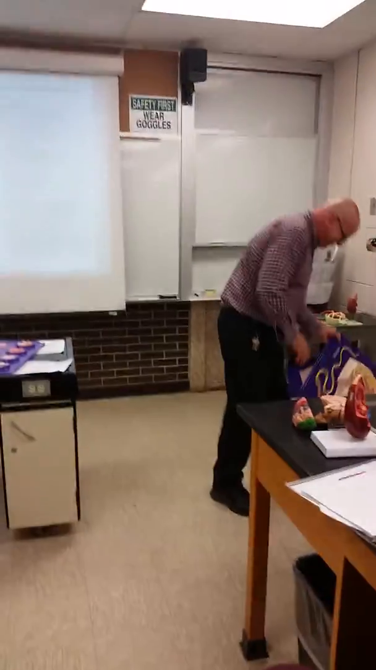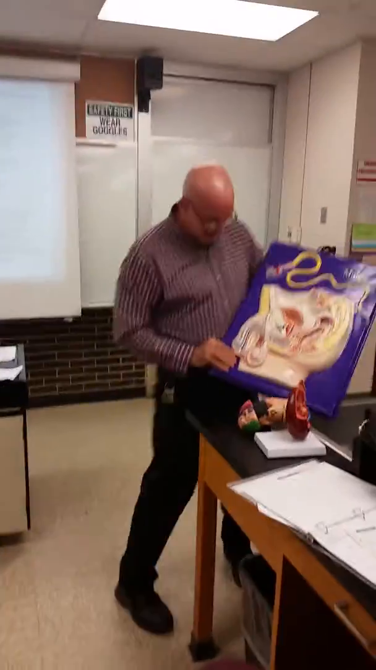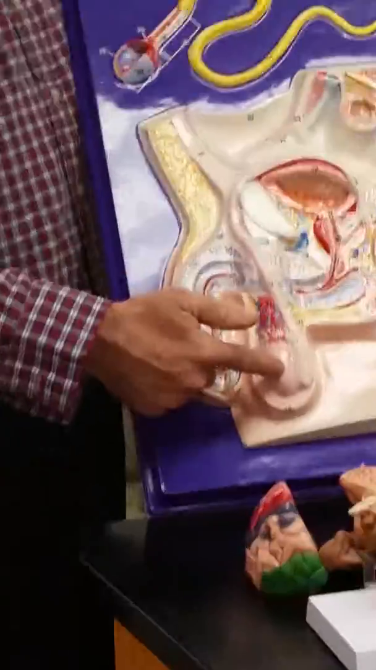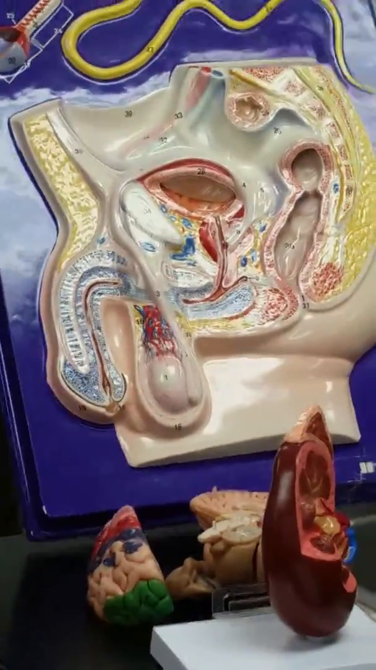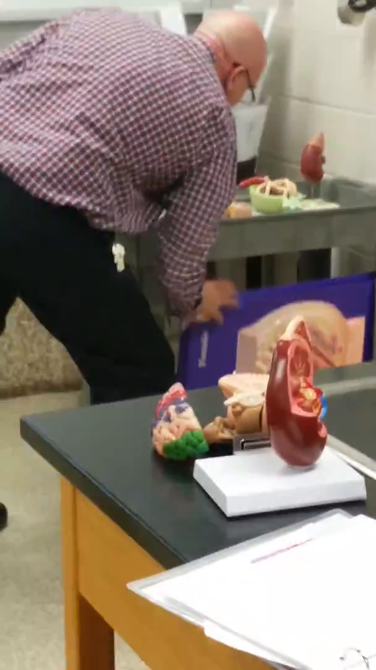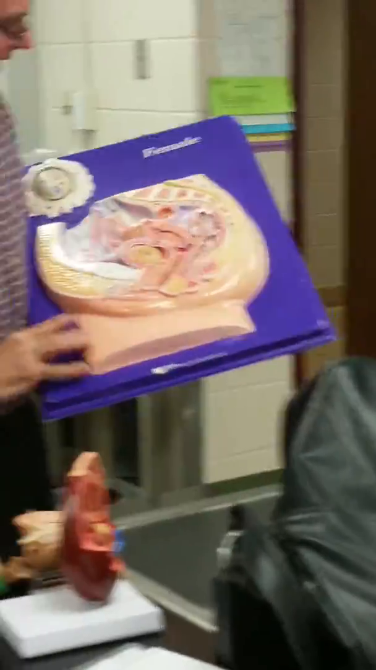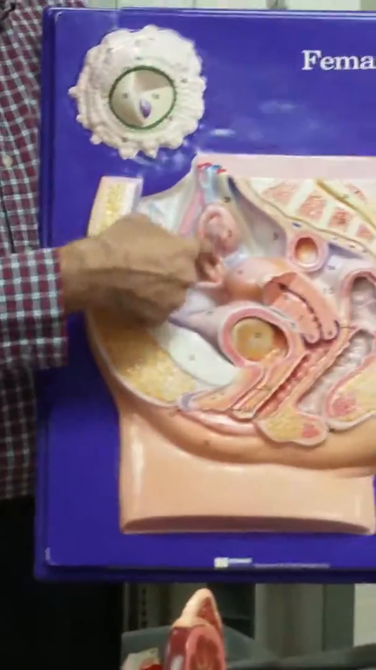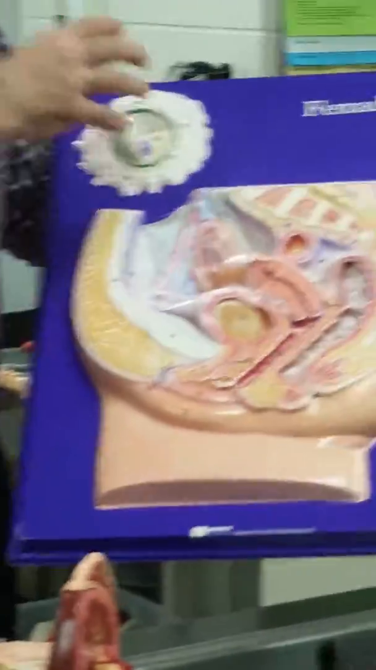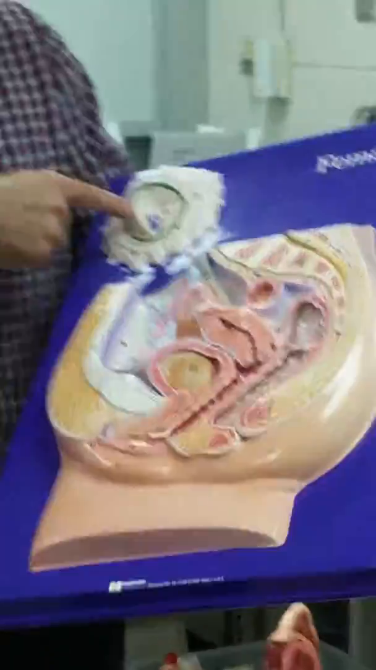Testes. Okay, you can see testes all over the place. Everywhere you go, there's testes. All right, so here's some testes right here. Testes make testosterone. Ovaries. Here's my ovary right here. Ovaries make estrogen. Here's a picture of a follicle with the egg in the center.